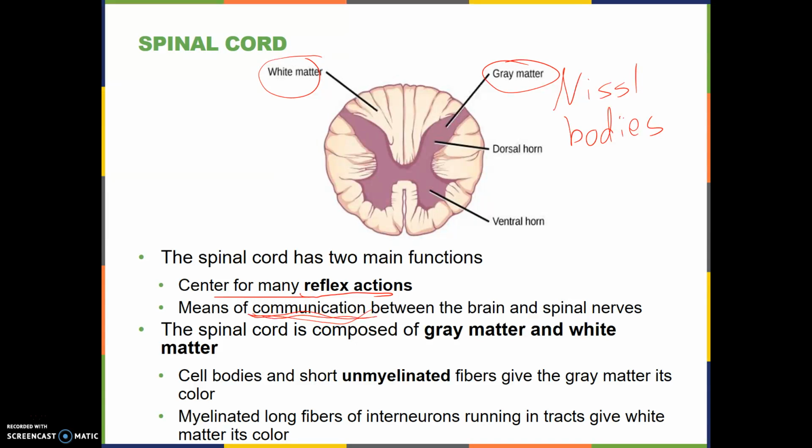With the brain and the spinal nerves. And the spinal cord, just like the brain, is composed of gray and white matter. The gray matter is filled with cell bodies of neurons and unmyelinated axons. So the cell bodies and the dendrites and the unmyelinated axons are what you find in gray matter. And then myelinated axons are what you find in white matter.